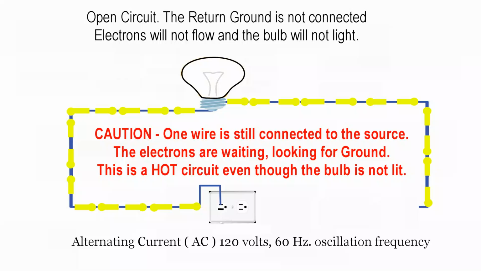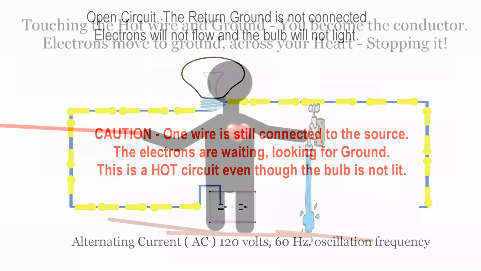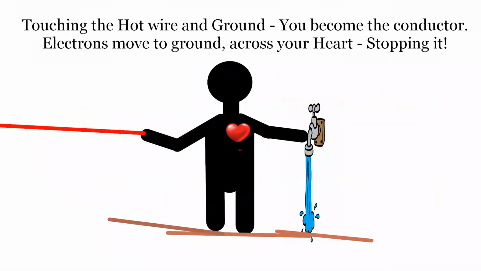This is an important point to remember. Electricity always wants to find ground as fast and as easily as it can, and it will always take the path of closest and least resistance to get there. If you were to touch that hot wire while your other hand touches a ground source, you would become the conductor. Electricity entering one hand and exiting the other will flow directly across your heart as it heads for ground.